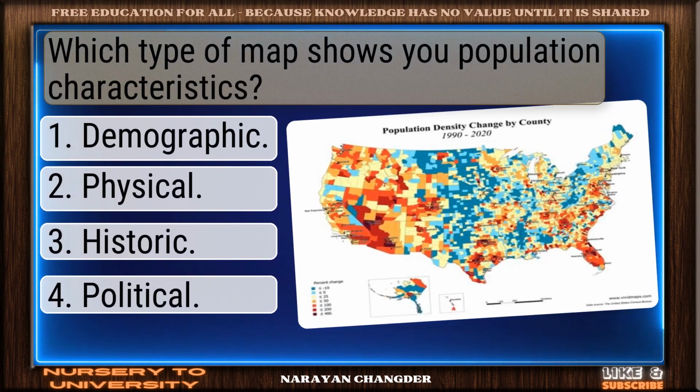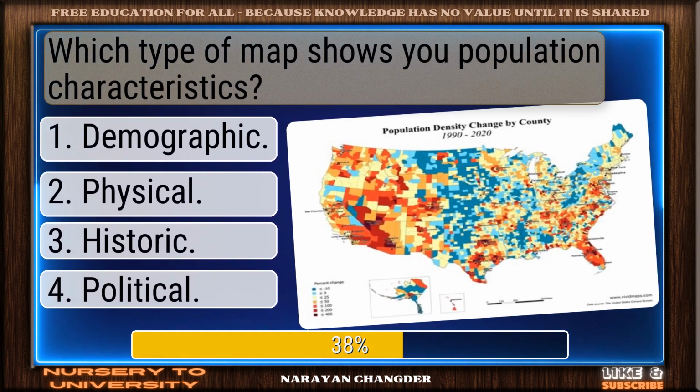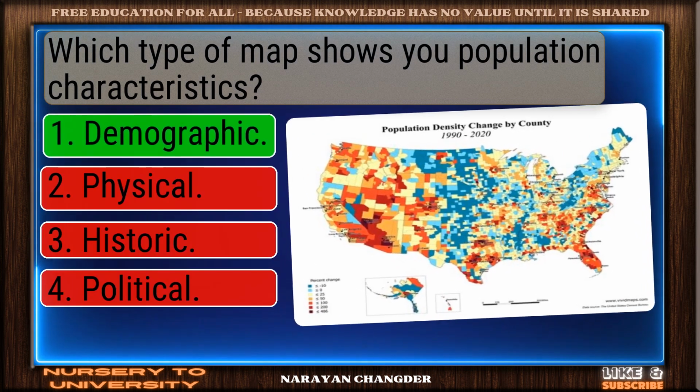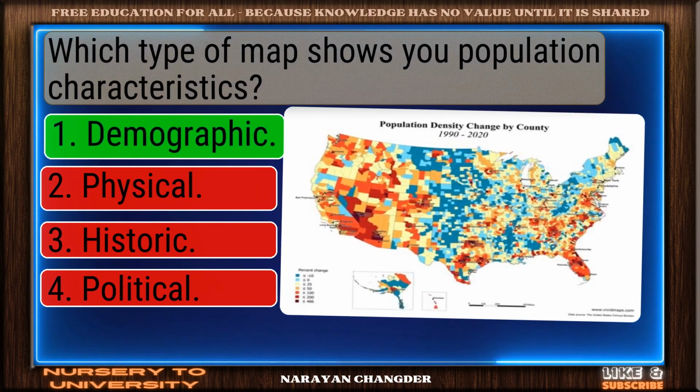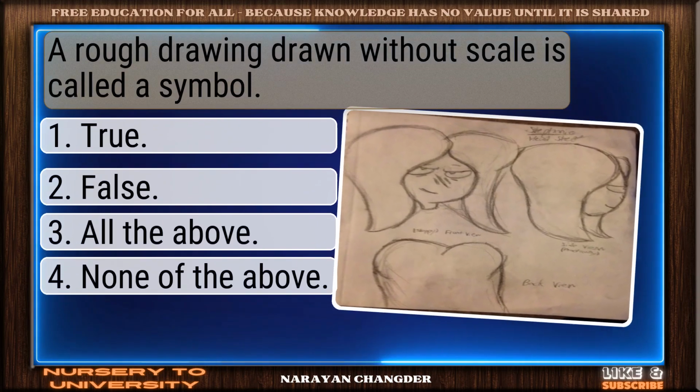Which type of map shows you population characteristics? Right again. Demographic is a valid answer. A rough drawing drawn without scale is called a symbol.